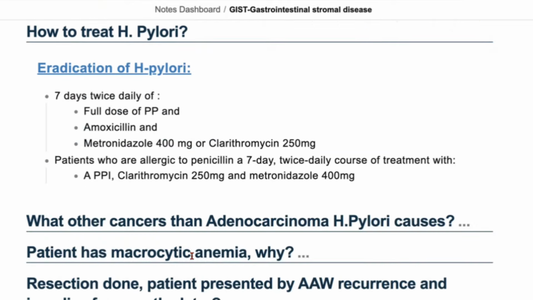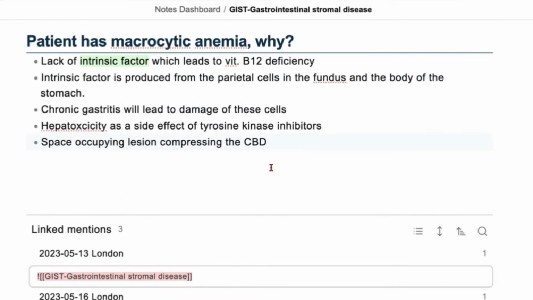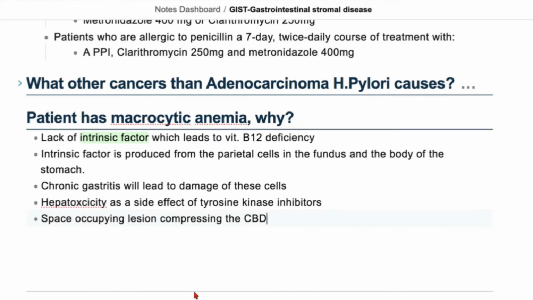Other cancer than adenocarcinoma H. pylori can cause? So H. pylori can additionally cause squamous cell carcinoma. Okay, the patient has macrocytic anemia. Why do you think that? This is because the patient has a reduced intrinsic factor, which is predominantly on parietal cells and will reduce vitamin B12 absorption. Yeah, like consumption, it's absorption.